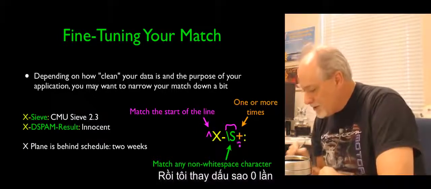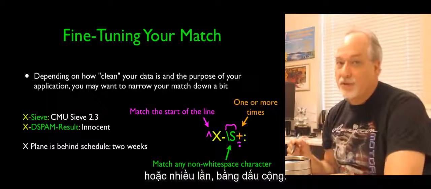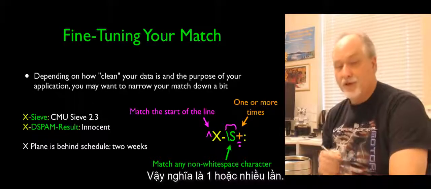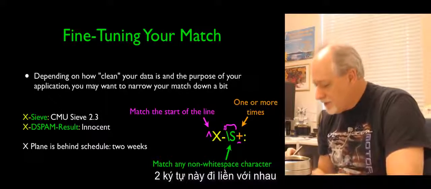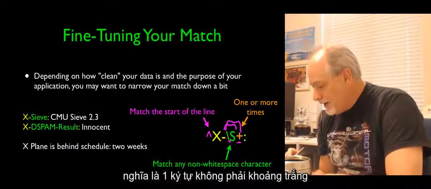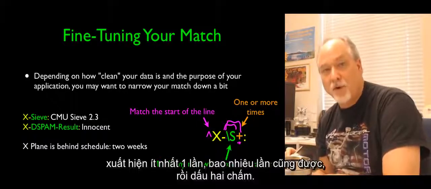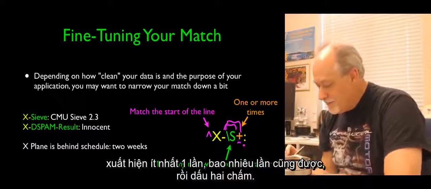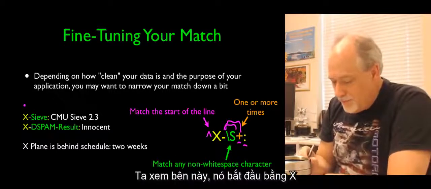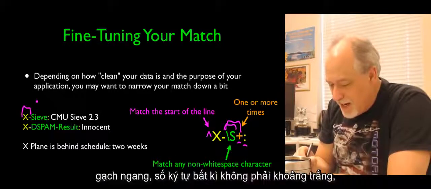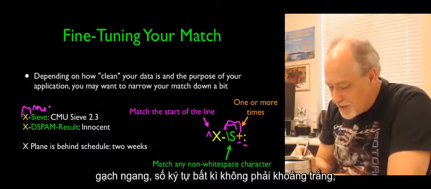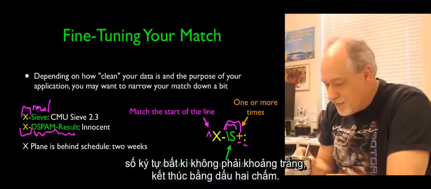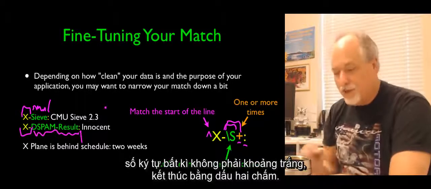And then I change the asterisk, zero or more times, to a plus. And that means one or more times. Here's a character, a non-white space. These two things kind of work together. A non-white space character at least one time, as many as we like. And then a colon. So if we look here, it starts with X dash, any number of non-white space characters, and ends in a colon.